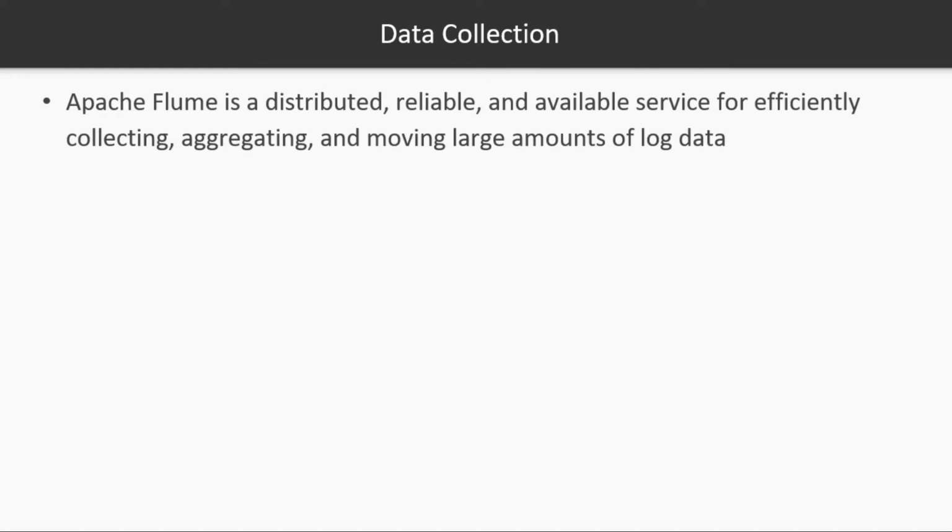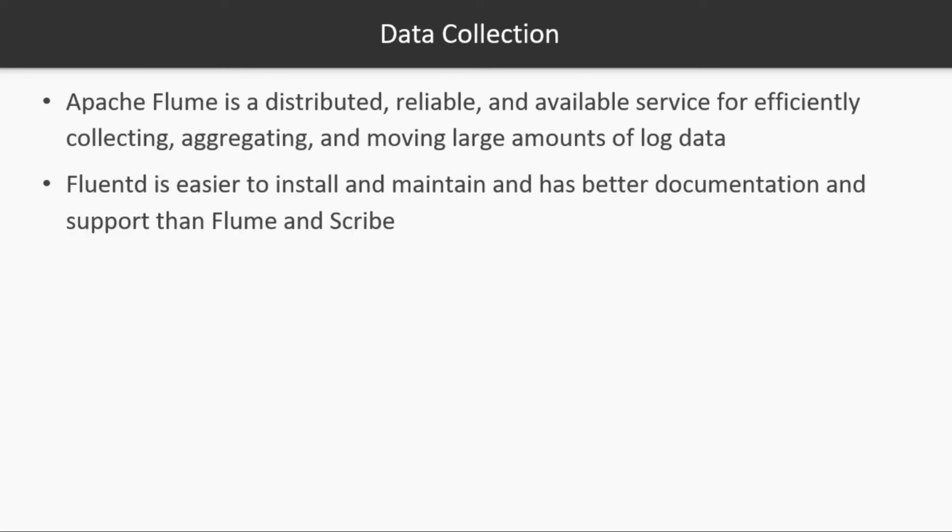Data collection. One of the common challenges of processing large amounts of data in Hadoop is moving data from the origin to the final collection point. In the context of the cloud, where applications and compute resources generate massive amounts of data in a short period of time, collecting data in a scalable and reliable manner has an important place in big data architecture. Apache Flume is a distributed, reliable, and available service for efficiently collecting, aggregating, and moving large amounts of log data. The architecture of Fluentd is very similar to Apache Flume or Facebook Scribe. Fluentd is easier to install and maintain and has better documentation and support than Flume and Scribe.